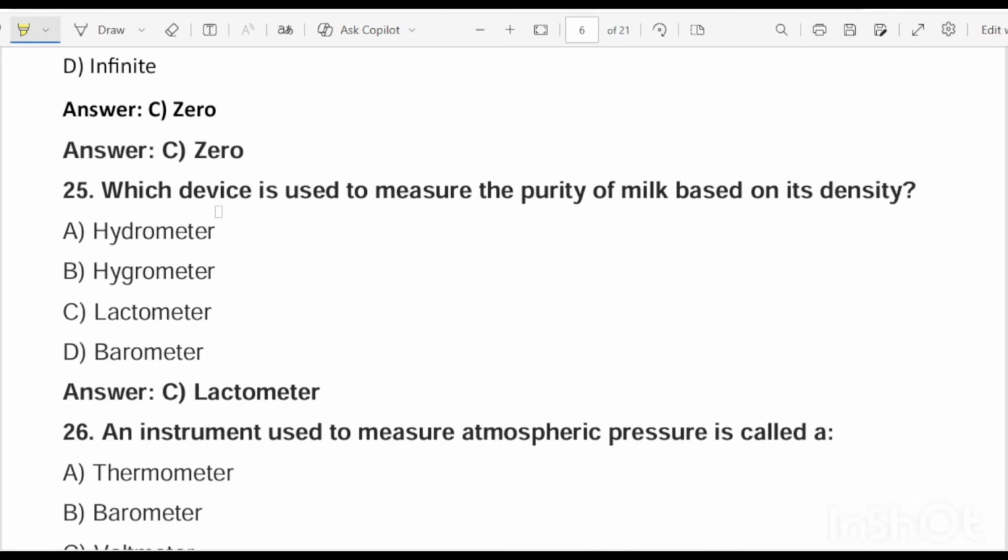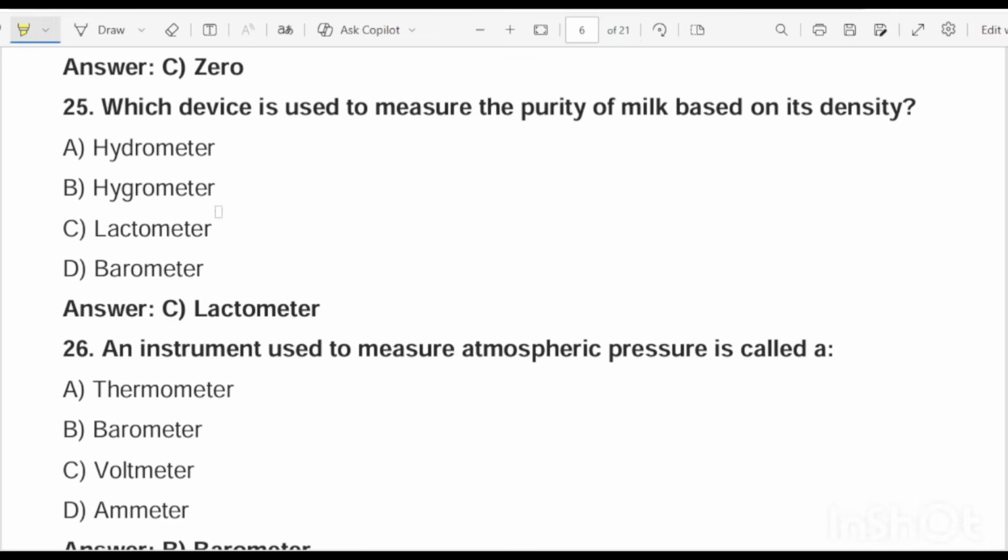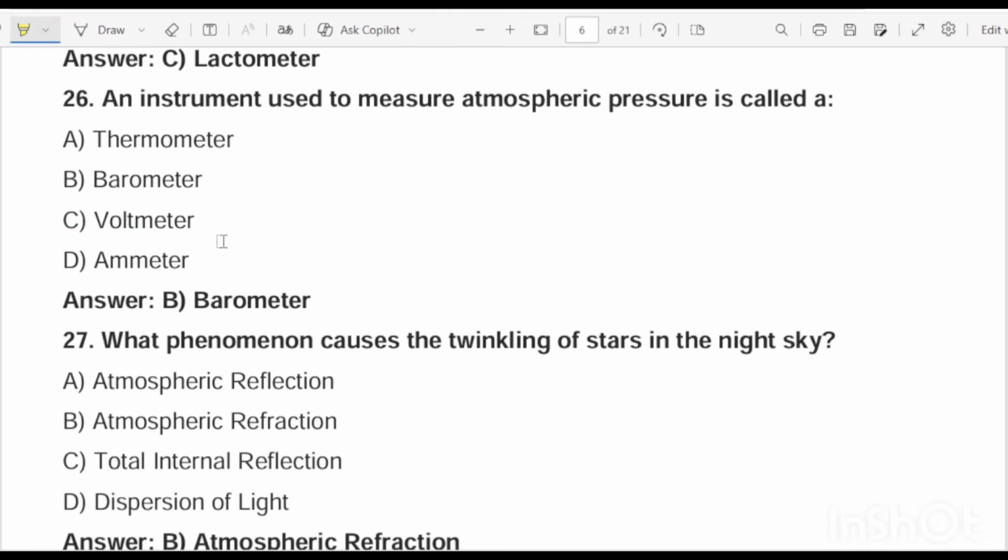Next question. Which device is used to measure the purity of milk based on its density? Correct option. Option C, lactometer. Next question. An instrument used to measure atmospheric pressure is called a. Correct option. Option B, barometer.